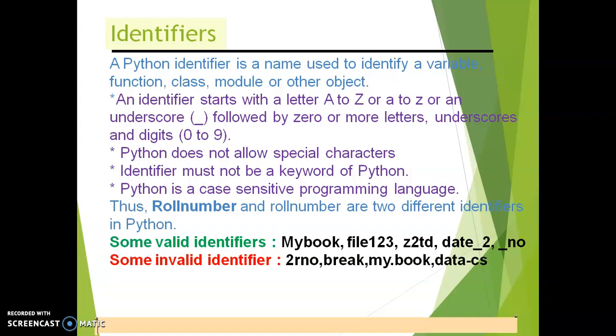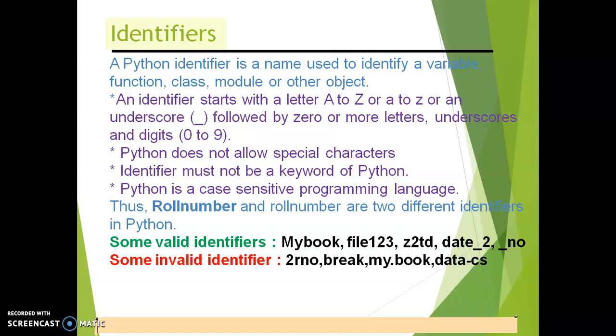Identifiers. A Python identifier is the name used to identify a variable, function, class, module, or other object. This name is given by the user or programmer. Here we have some rules for declaring variables or identifiers. An identifier starts with a letter A to Z or small a to z or an underscore, followed by zero or more letters, underscores and digits 0 to 9.